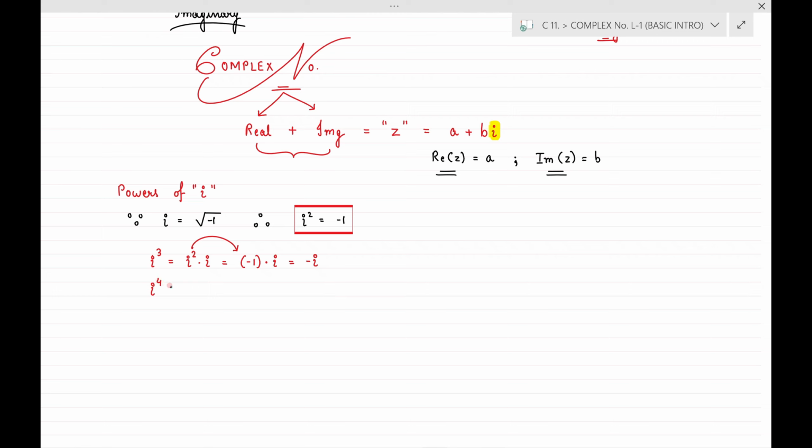Iota to the power 4 can be written as iota cube into iota. That will be equal to minus iota into iota. That is equal to minus iota square. That is equal to minus of minus 1. That is equal to 1.